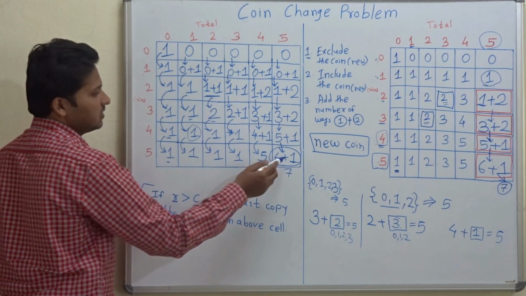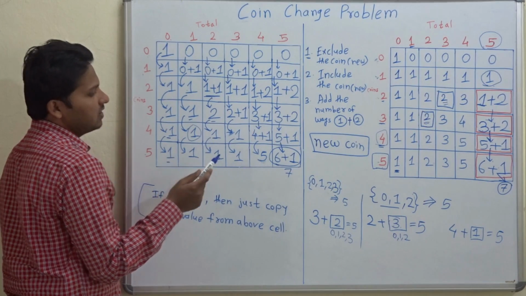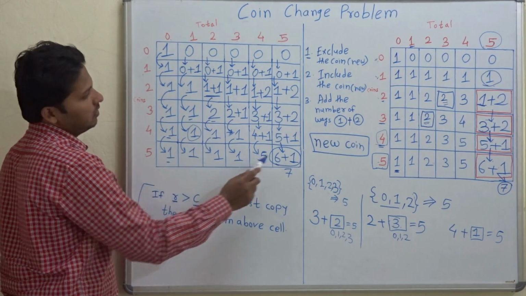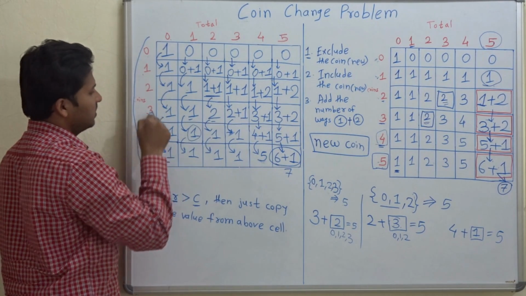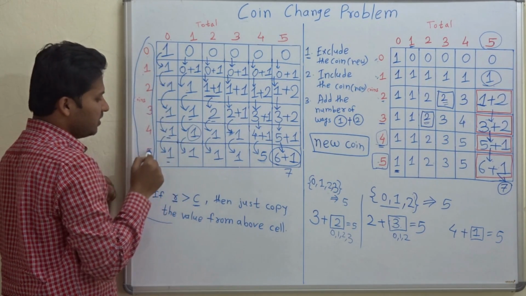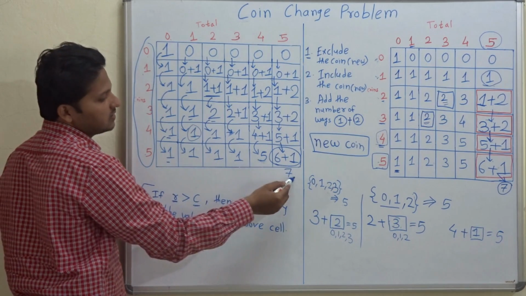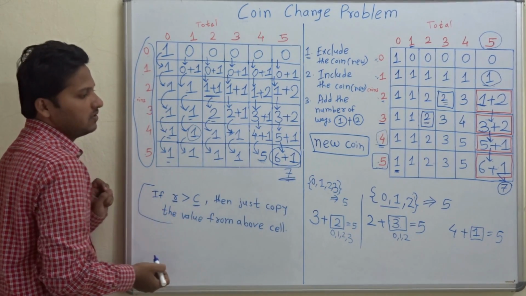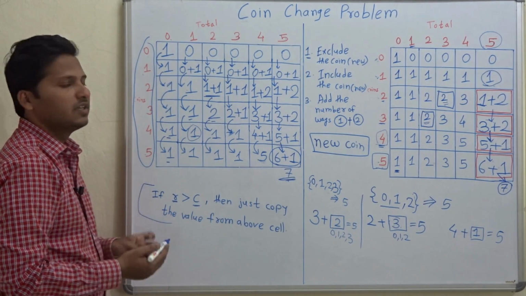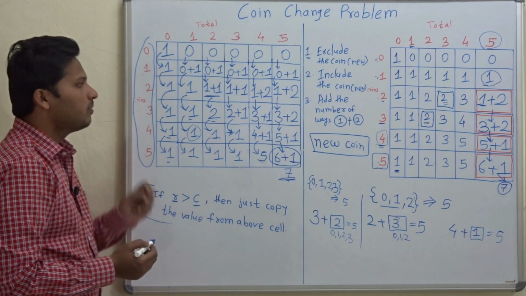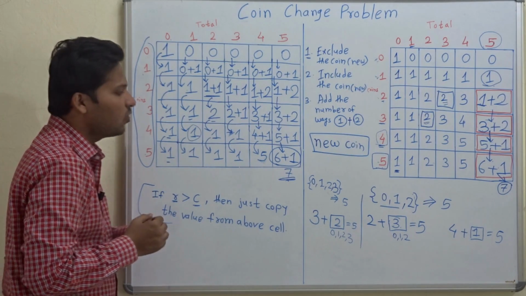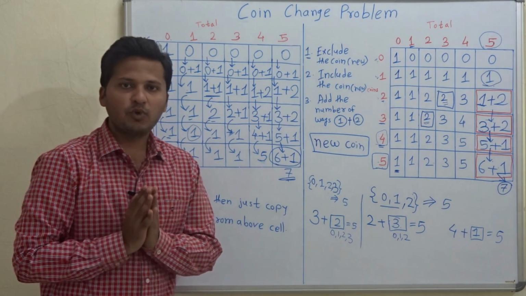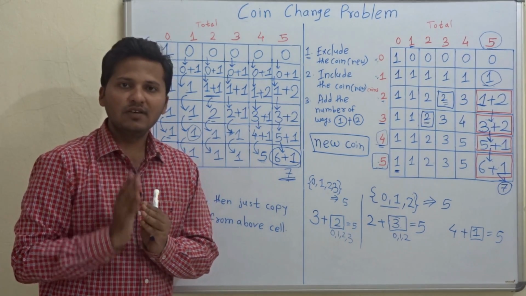This means this cell, we can form total 5 by using coins of denominations 0, 1, 2, 3, 4, 5 in 7 ways. This is the meaning of this problem, of this matrix. This is the memoization matrix. So this is how we solve this coin change problem. And now we will see the program.